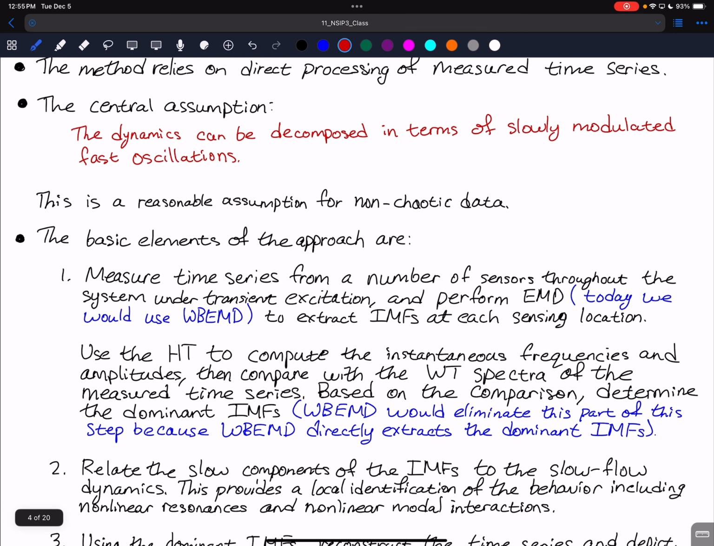So the first thing to do is that you're going to measure time series from a number of sensors throughout the system under a transient excitation, like a hit from a hammer. And then you're going to perform EMD, and we would now use the wavelet-bounded EMD for this, not the regular EMD, to extract IMFs at each sensing location. Then in the next step, you would use the Hilbert transform to compute the instantaneous frequencies and instantaneous amplitudes, and you compare those with the wavelet spectrum of the measured time series.